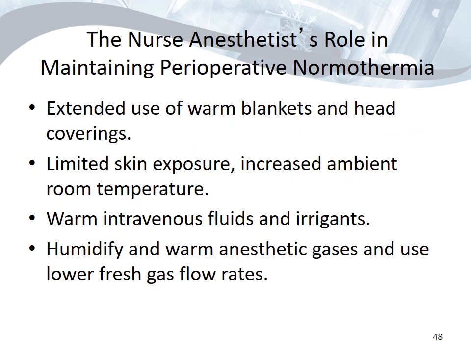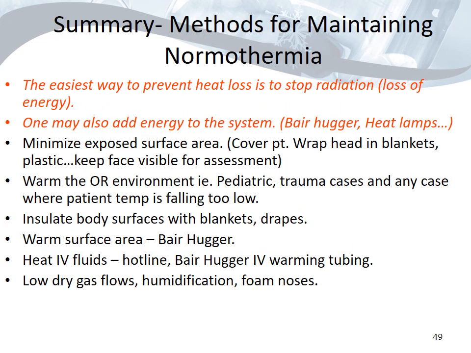So what else do we do? We cover everything. Cover the head. Even a blanket over the head is way better than nothing. Limit skin exposure. Increase ambient room temperature. Warm the fluids and irrigants. They have warmers for their irrigants. They should not be dumping ambient fluids into the abdomen. That would be bad, and they don't do that. But the easiest way to prevent heat loss is to stop radiation.